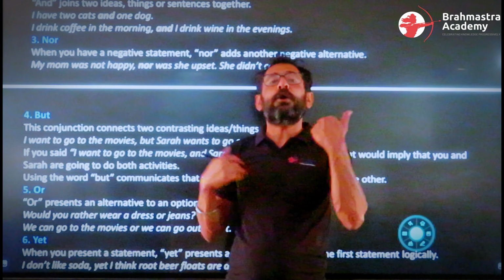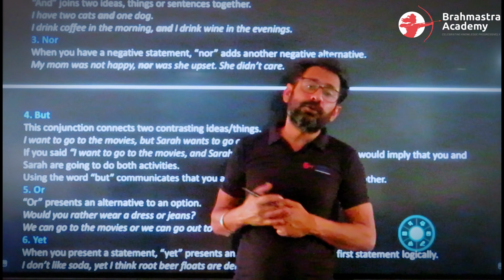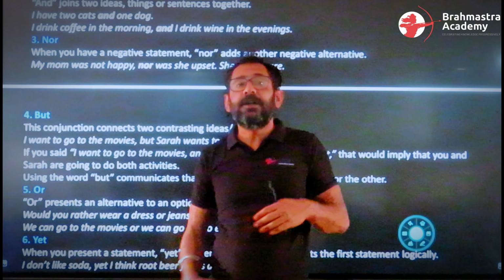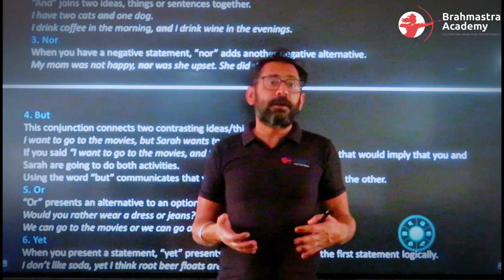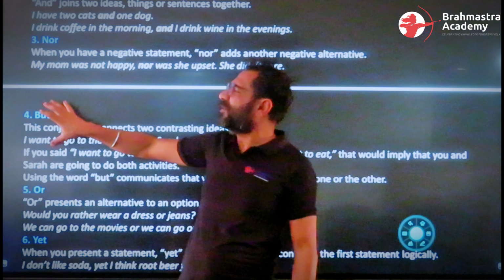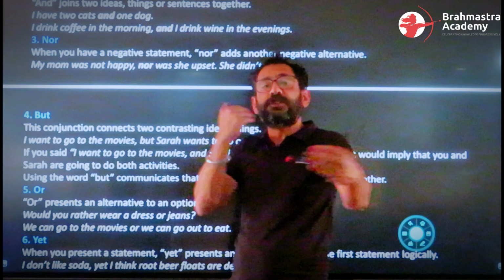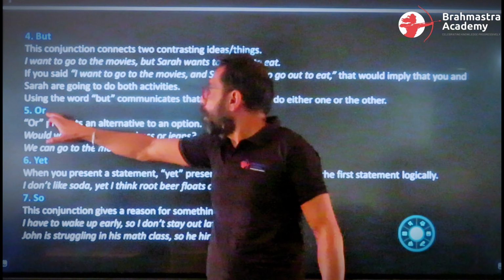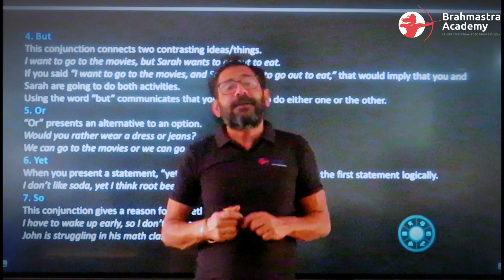"But" is used to show the opposite of something. I would like to go to Ahmedabad, but I don't have a vehicle. So I'm contrasting: I would like to go to Ahmedabad, but on the opposing side, I don't have a vehicle. So basically, it is giving the opposing reason why you can't do something, right?